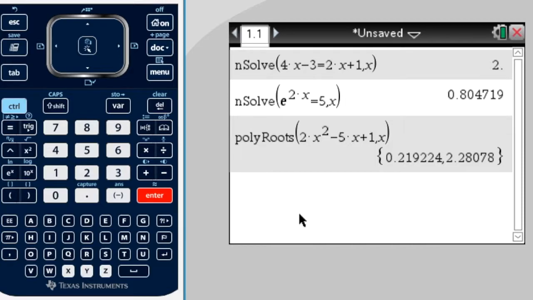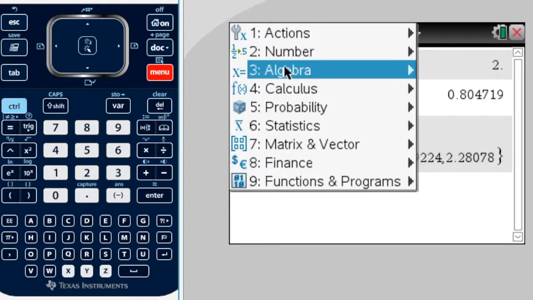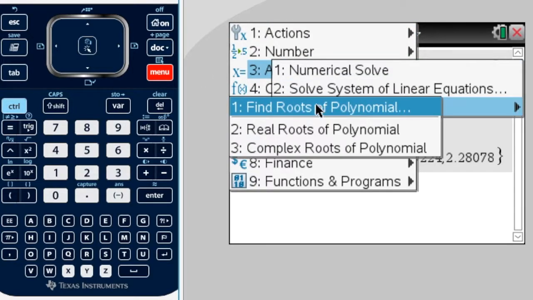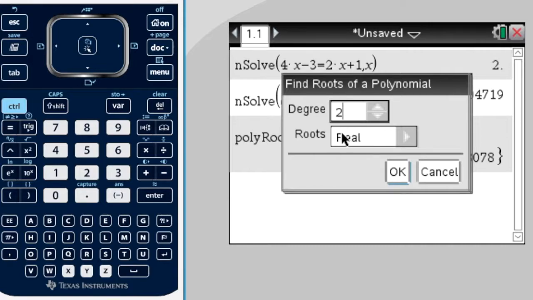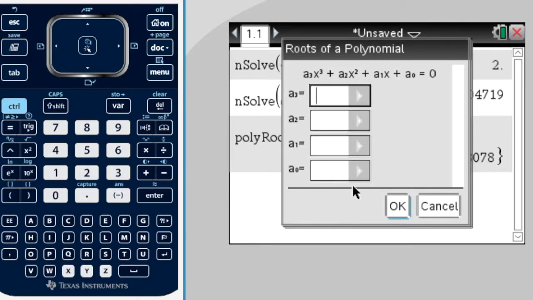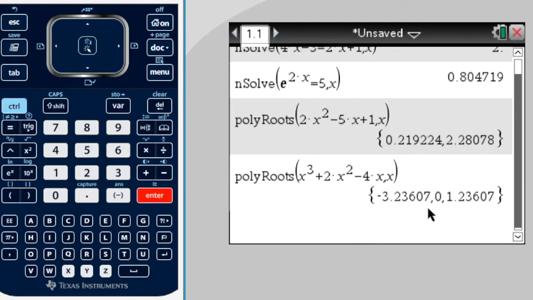If you want, you can do the same with a cubic. Degree 3, real. Okay, so let's say it's 1x cubed plus 2x squared minus 4x plus, let's say it's 0. Press enter, and now we get 3 solutions. So for this cubic, the roots are x equals negative 3.236, x equals 0, and x equals 1.236.